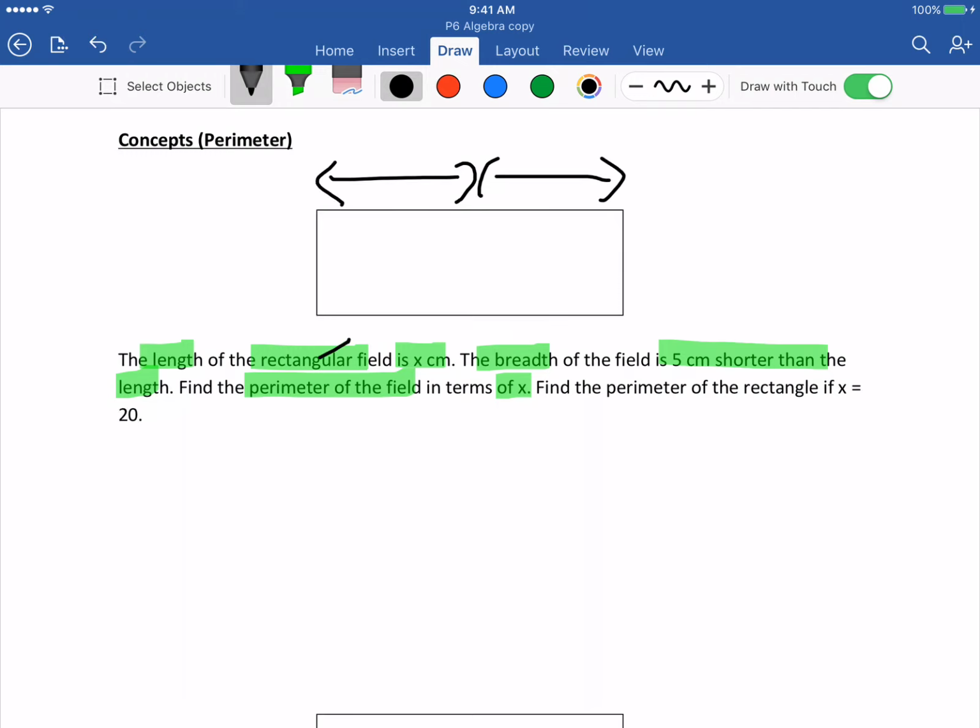Let's use the first clue. The question says the breadth is 5 cm shorter than the length. So this one, in terms of x, will be x minus 5. Do you agree with me? Okay, you have used this too. The question asks you to find the perimeter. So what you do is actually just take x, the length, plus the length, plus the breadth, plus the breadth.